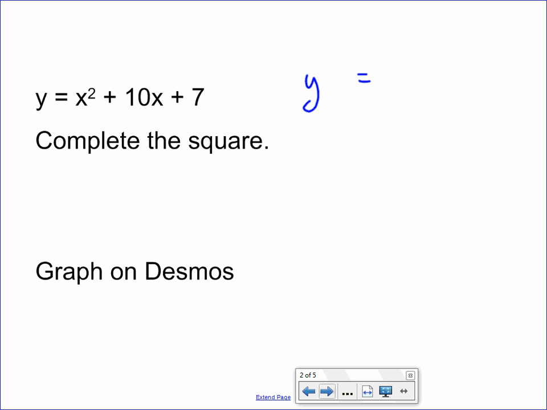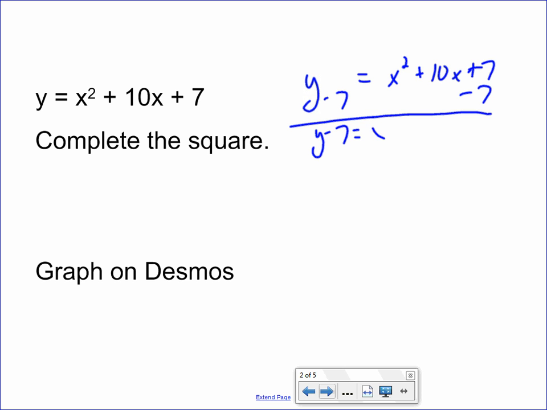So I've got y equals x squared plus 10x plus 7. We're going to do the same sort of process. We're going to subtract off a 7. So now I've got y minus 7 equals x squared plus 10x. At this step, we're still going to complete that square. So half of the 10 is 5. 5 squared is 25. So I'd add on the 25 to both sides.